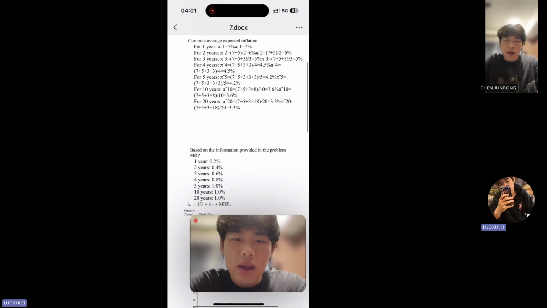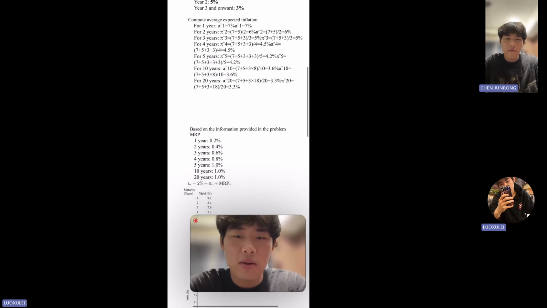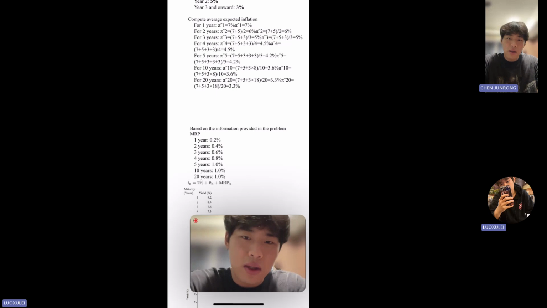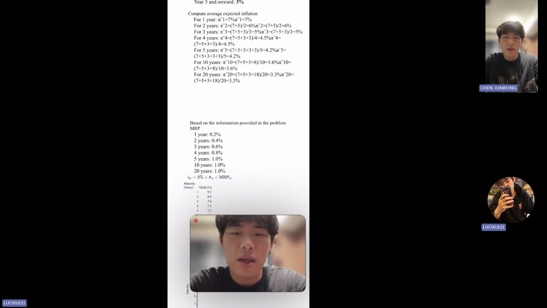Step 2. Add real risk-free rate and MRP. Next, I apply the yield formula. Treasury yield equals real risk-free rate plus average expected inflation plus maturity risk premium. From the question, the real risk-free rate is 2%. The maturity risk premium increases with maturity and reaches 1% from 5 years onward.